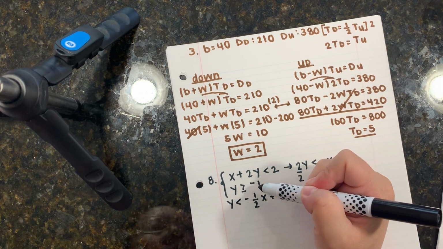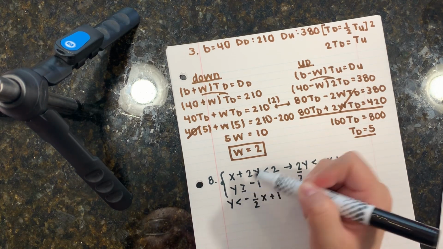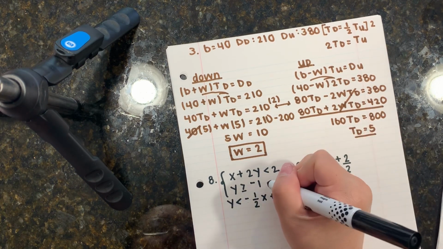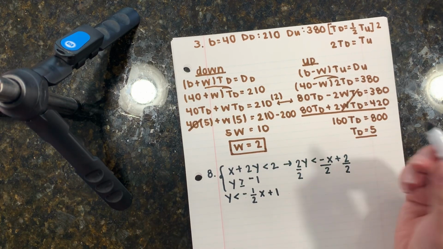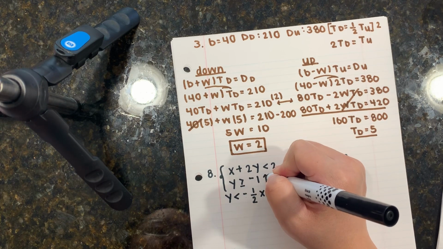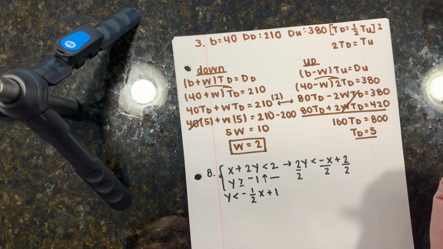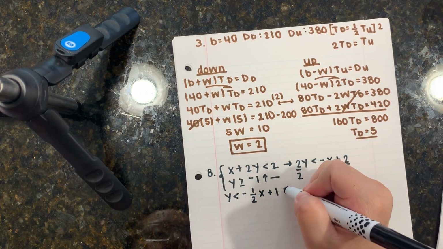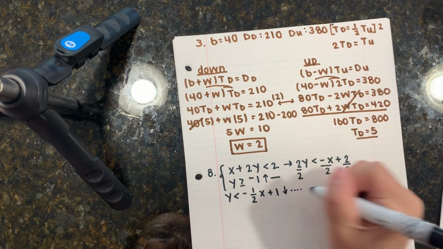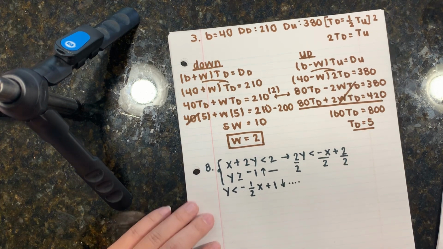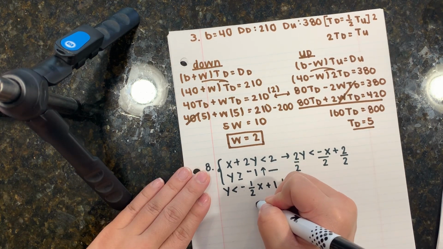If I look at this one, it says an equal sign under it, so I know it's going to be a solid line, and it's greater than, so that's everything above. This one is less than, so that's everything below, and because there's no equal sign under it, it's going to be a dotted line. Now I need to go through and graph both of these.